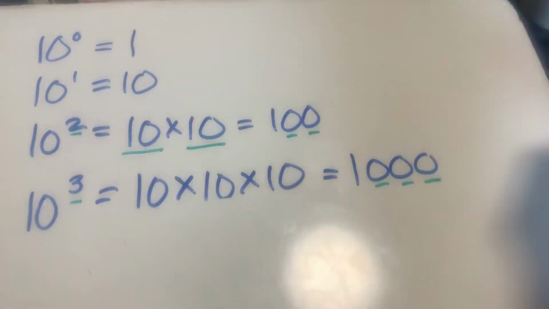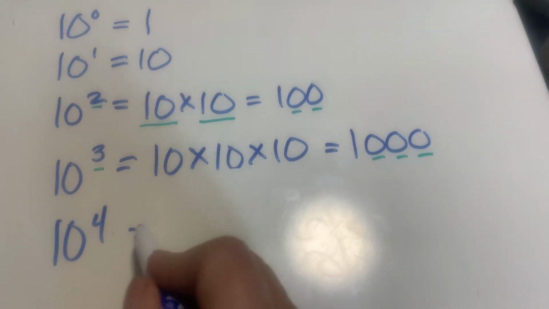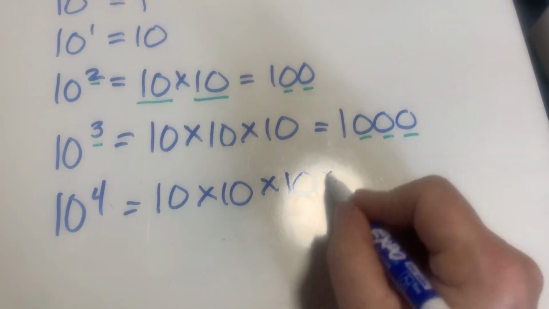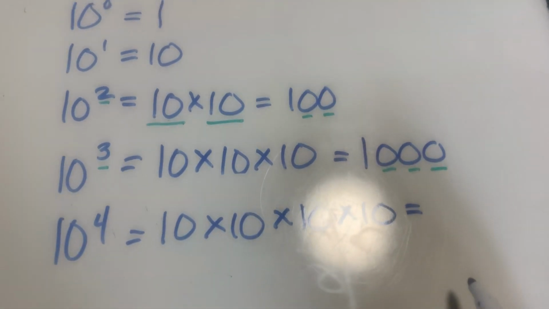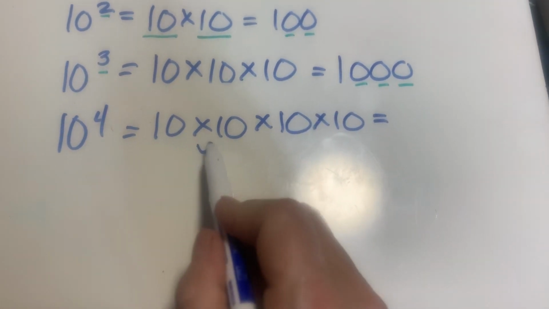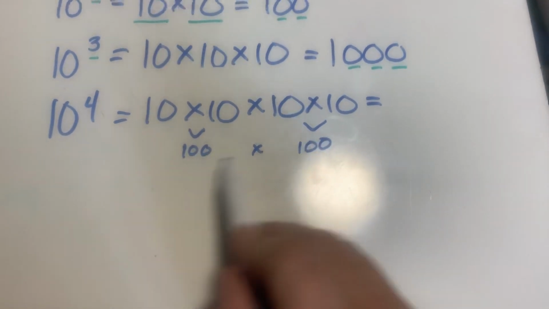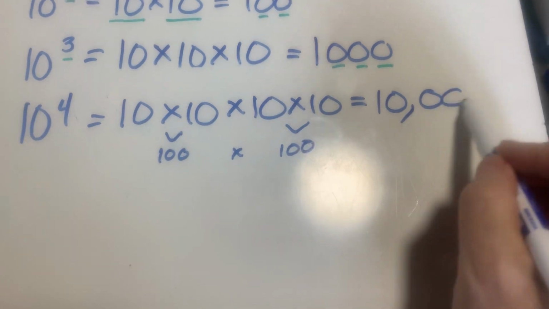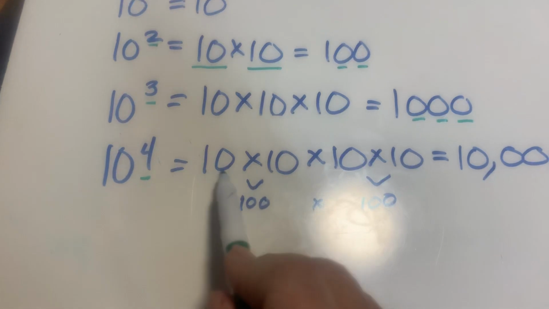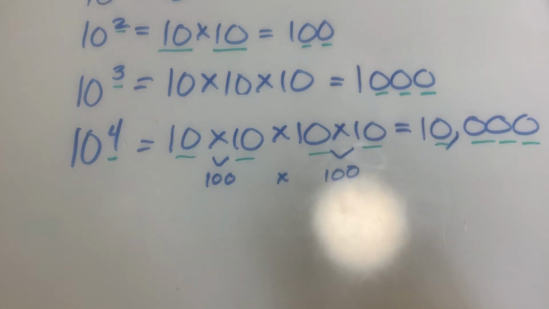I'm going to erase this so I don't have that in the way every time. And then 10 to the power of 4 is 4 copies of 10. So 10 times 10 times 10 times 10 equals, let's see. So we have 4 copies of 10, and we know that 10 times 10 is 100, and 10 times 10 is 100, and 100 times 100 is 10,000. And look again, there's the exponent 4, 1, 2, 3, 4 copies of 10, and 4 zeros in the results.